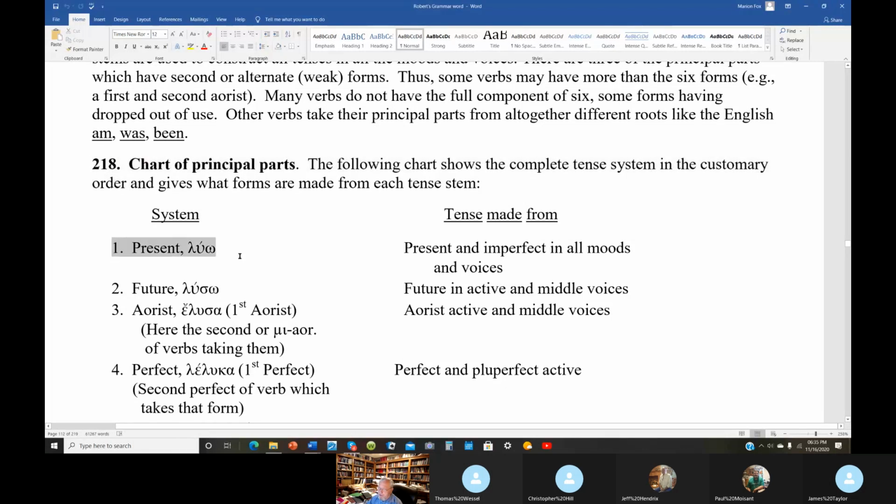Our chart of principal parts here: the present form has a present stem. Your present stem of luo is lu. That's your present stem. And so the tense made from it, you'll have all your present in all moods and voices. Your present tense in all moods and voices will use that present stem. Your imperfect will also, in all moods and voices, use that same stem. Any comments there? Now let's go over and see how that works and see what that means.